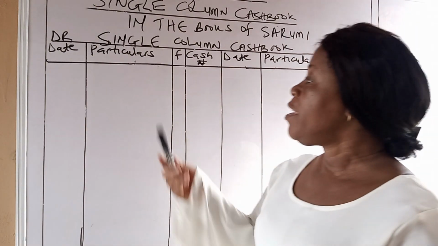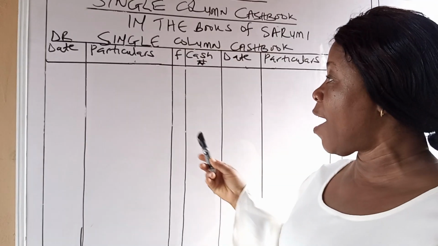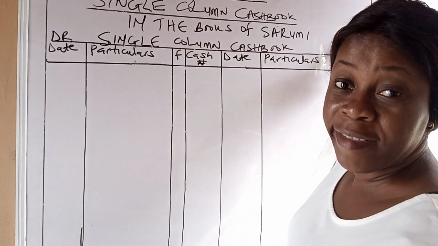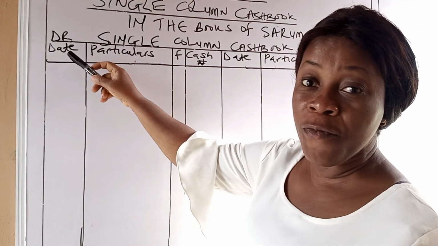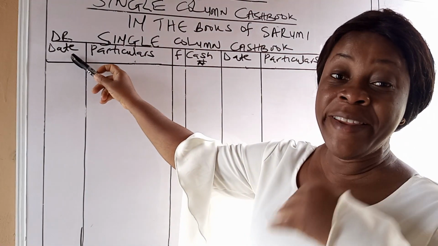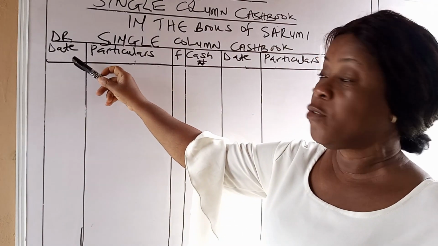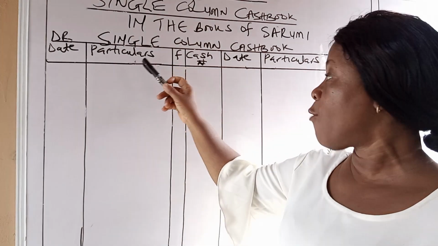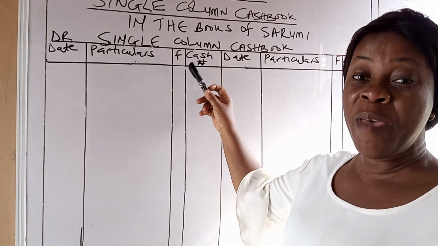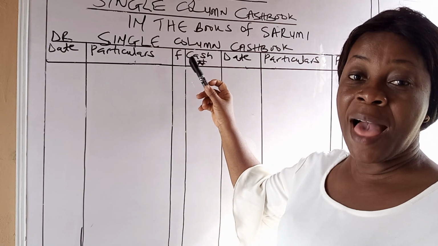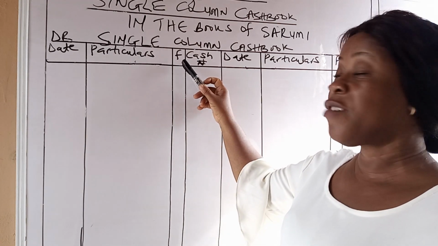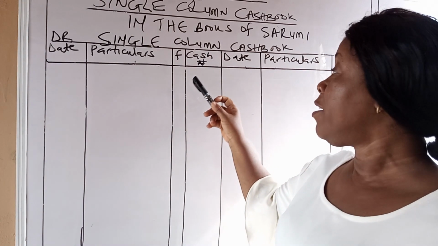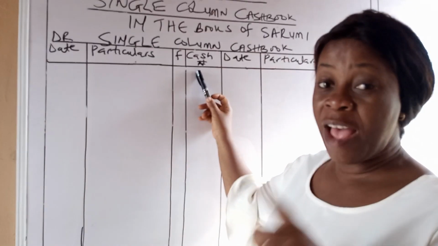Now, a cash book, like any ledger, is divided into two sides: the debit side, which is the left hand side, and the credit side, which is the right hand side. The debit side has a column for date, used to record the day the particular transaction took place, then particulars, that is the nature of the transaction involved, then folio, that is the reference page of the other account that the transaction is posted into, then the cash or bank, depending on the nature of the transaction involved.